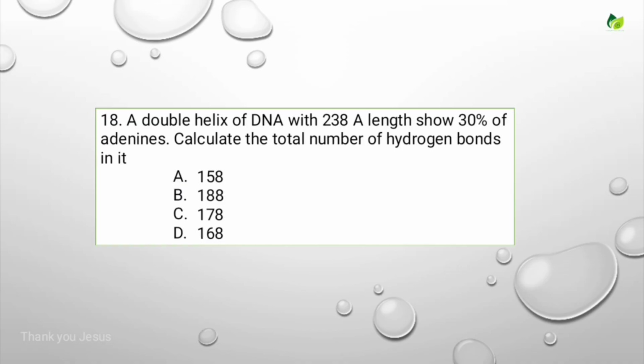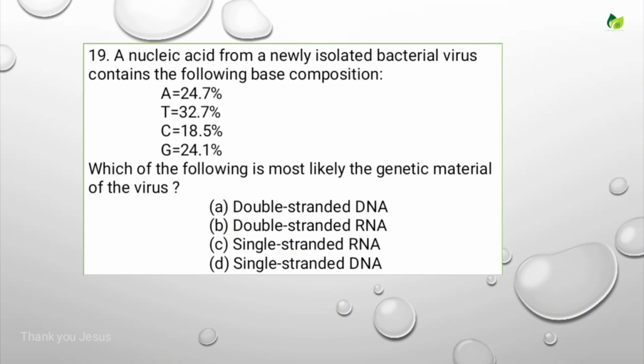A double helix of DNA with 238 angstroms length shows 30% of adenines. So calculate the total number of hydrogen bonds. Options are 158, 188, 178, 168. For this, the correct answer is 158. Let's see the next question.